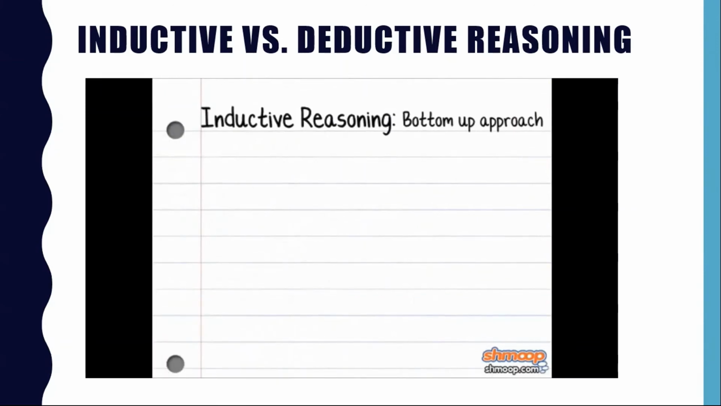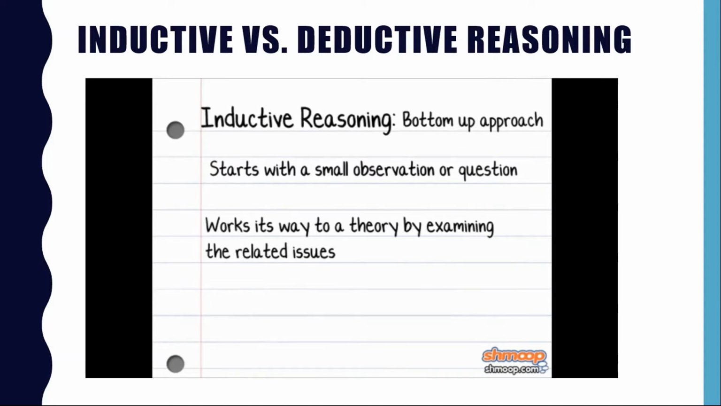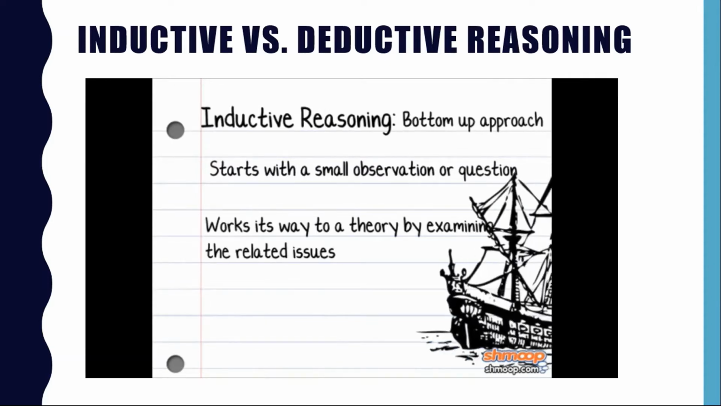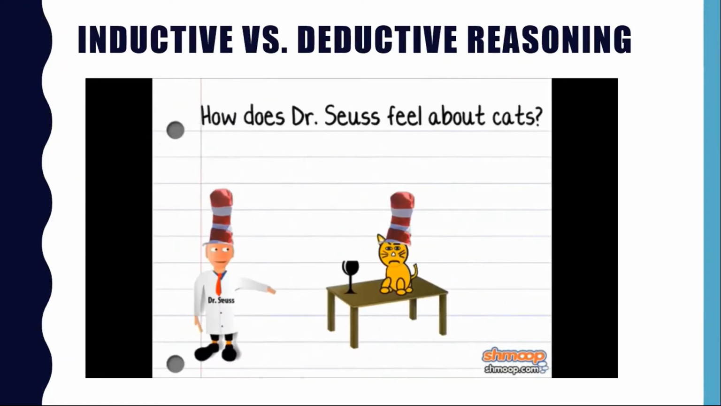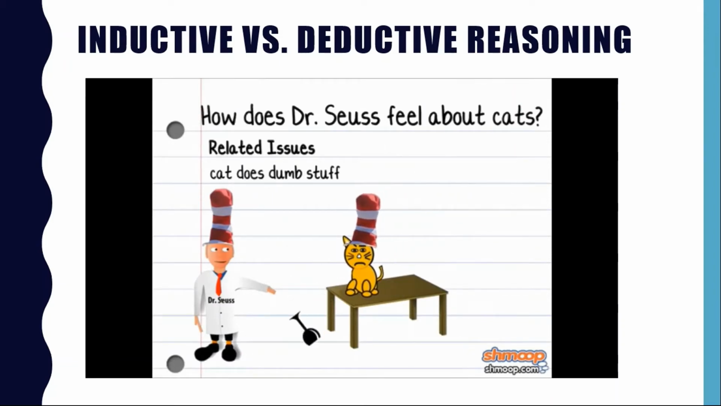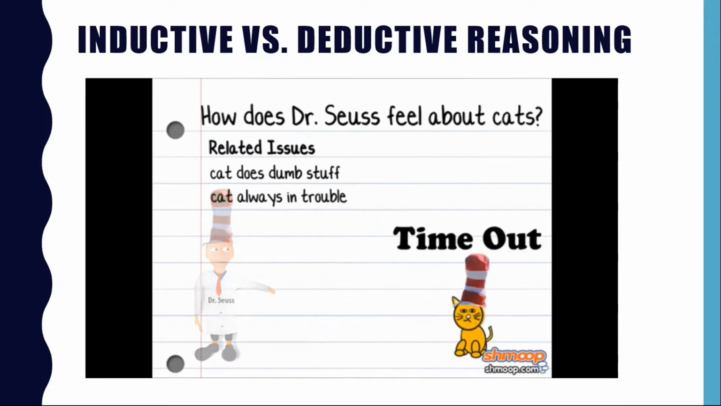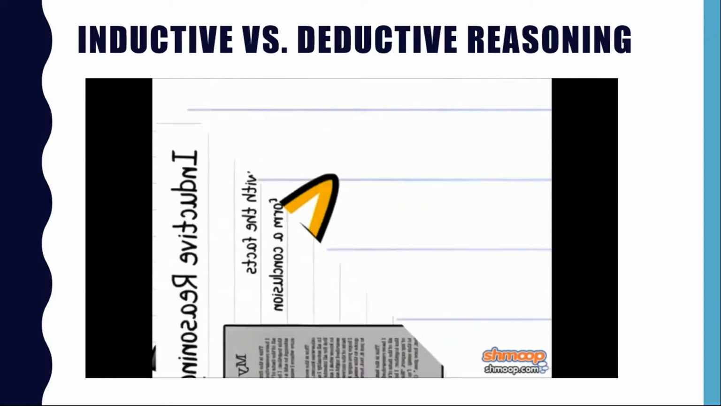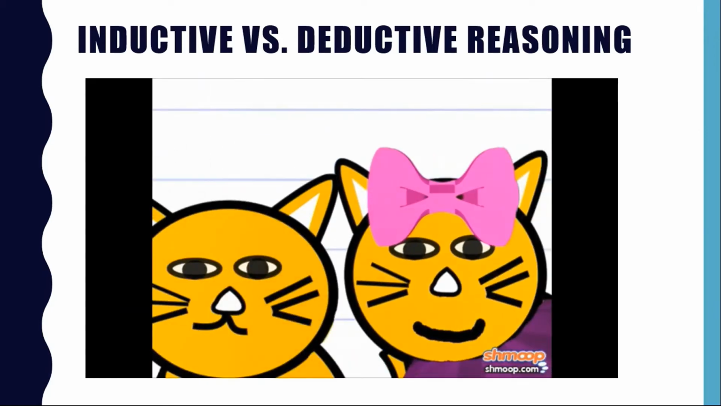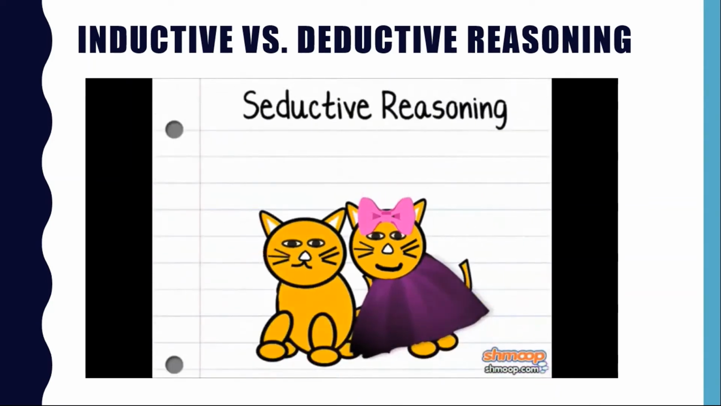Inductive reasoning, or the bottom-up approach, starts with a small observation or question and works its way to a theory by examining the related issues. It's a bit more exploratory by nature than deductive reasoning, like, how does Dr. Seuss feel about cats? Well, he has this cat do some really dumb stuff, and he keeps getting in trouble, and the kids get angry at him, and he looks weird. So yeah, Dr. Seuss doesn't seem like a big cat fan. You could also try using seductive reasoning, but you'd better look good in a nightie.